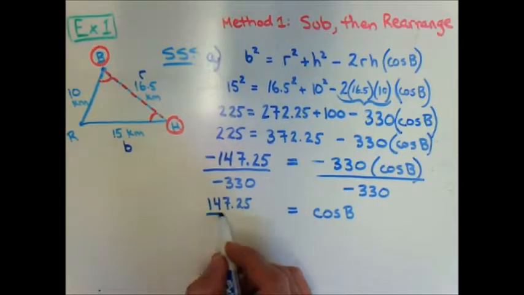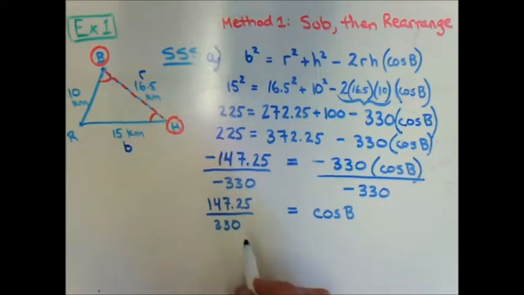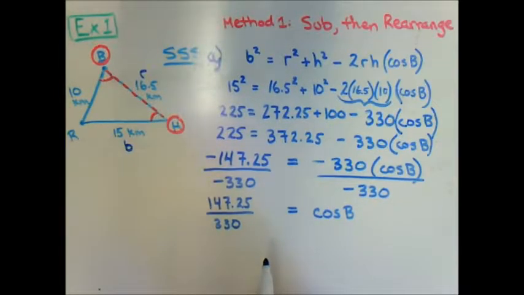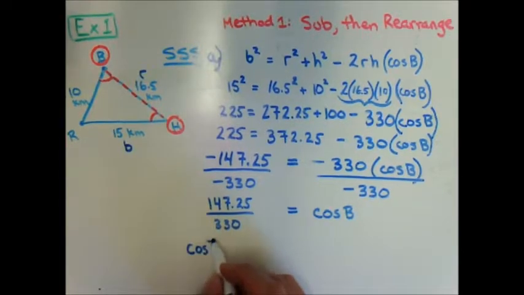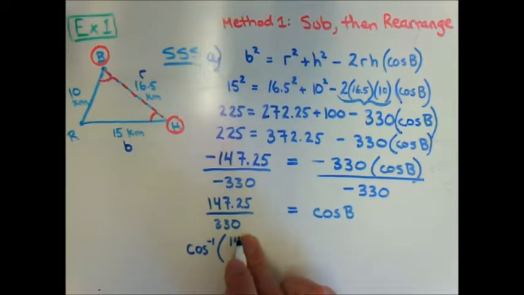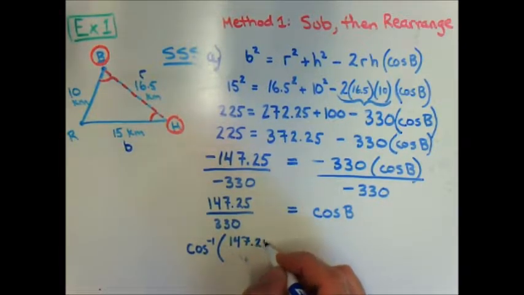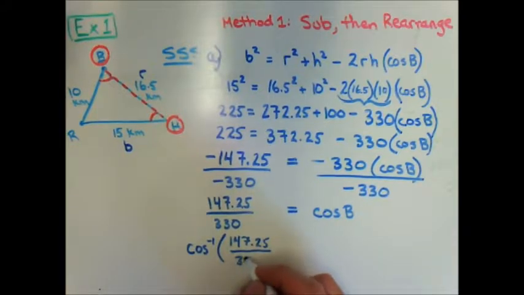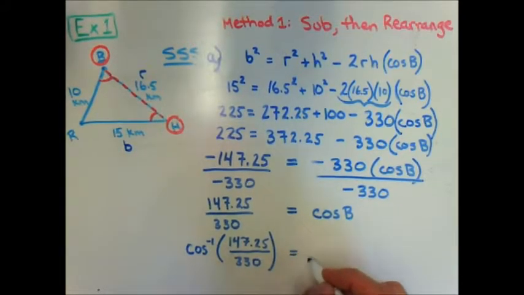147.25 over 330. Now we didn't divide that out in our calculator because it would be a decimal answer and we'd end up rounding too early. We don't want to round. We can actually put this in our calculator when we take the inverse cos of both sides. So let's take the inverse cos of both sides, which leaves us on the left with the inverse cos of this ratio, 147.25 over 330. And on the right, we'll just be left with the measure of angle B.